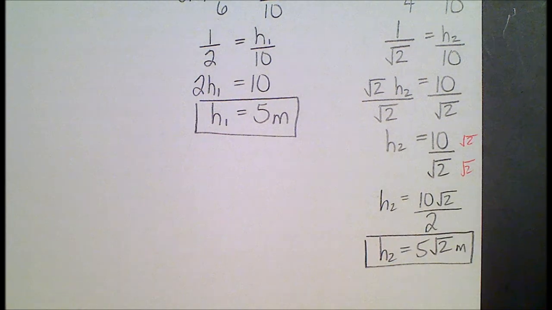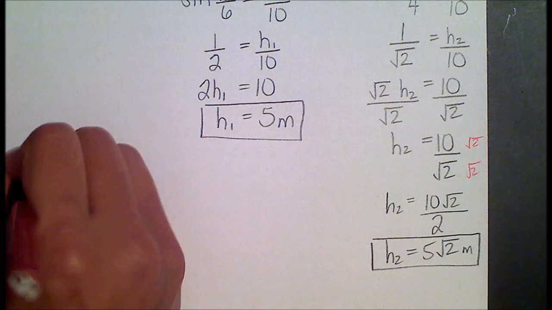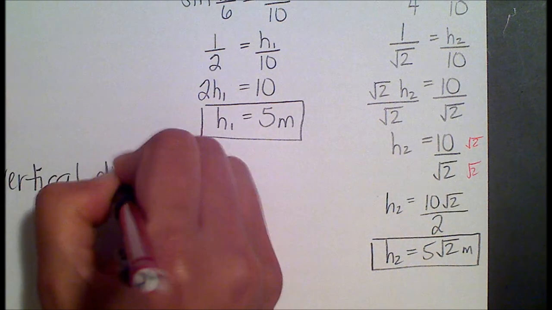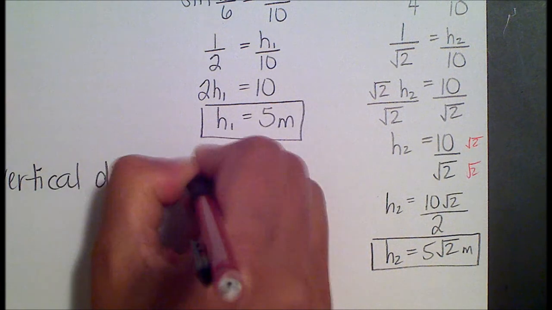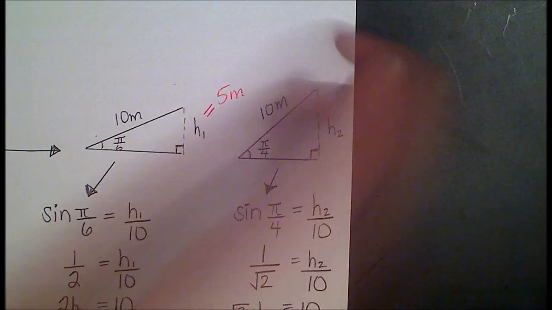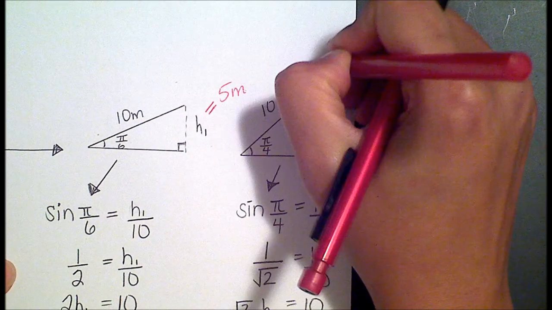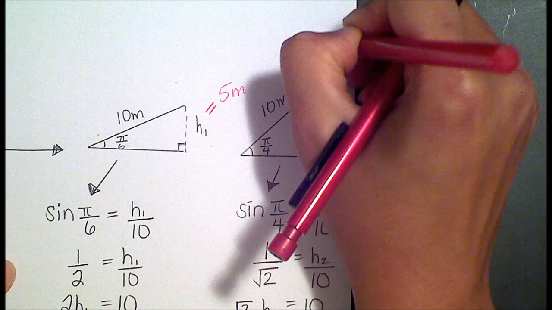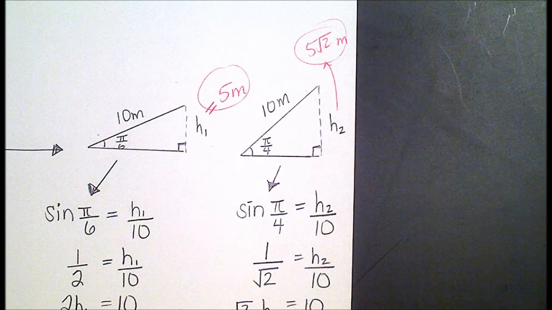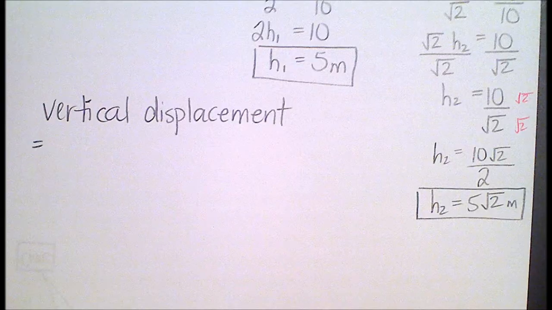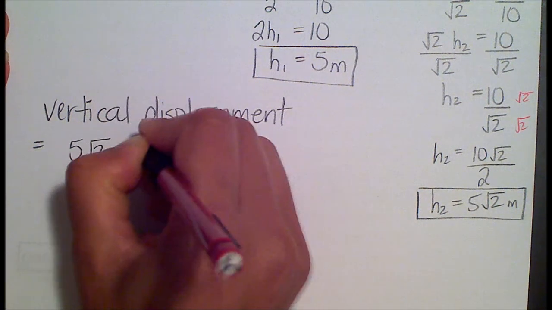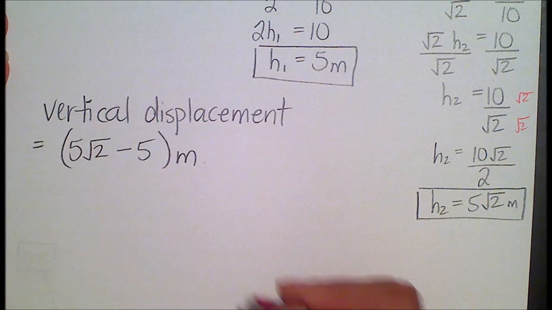Okay, and so your vertical displacement would just be the difference between the taller height and the shorter height. And so the taller height would be along here. So this is 5 root 2 meters. And so if I find the difference between this and this, I'll be able to figure out the vertical displacement. Okay, so the vertical displacement is 5 root 2 minus 5 meters. Okay, and that's it.